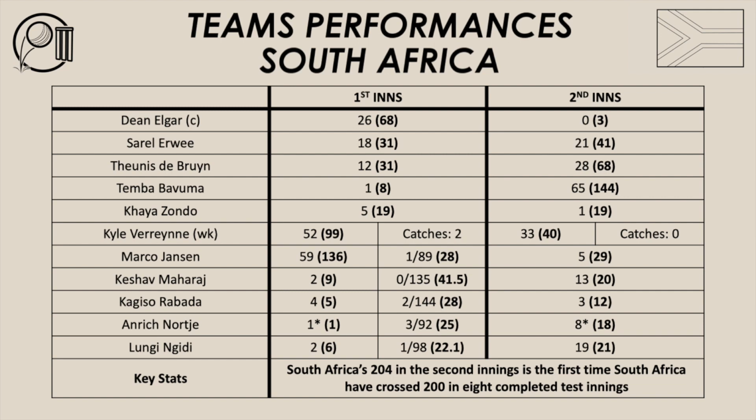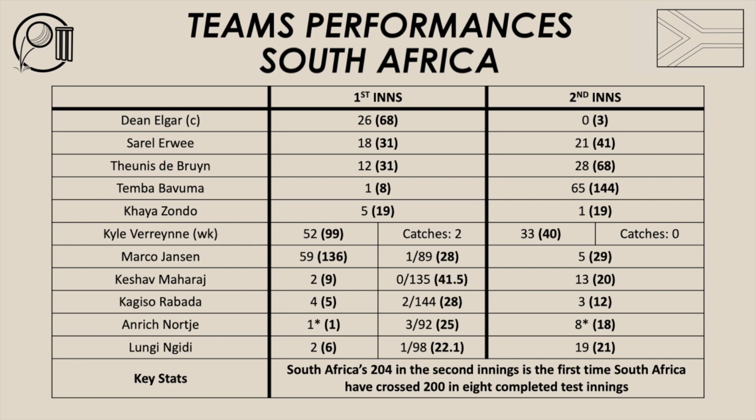Let's talk about the second innings. The second innings was even worse than the first innings. South Africa were 386 runs behind on the first innings and needed to bat out 2 days for a draw. That was highly unlikely, and they were bowled out for 204 inside 68.5 overs.